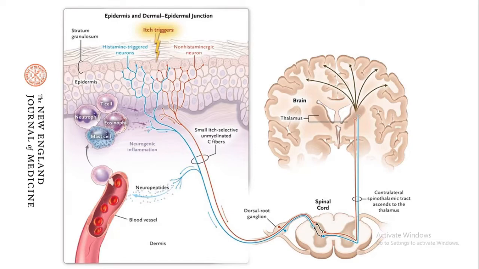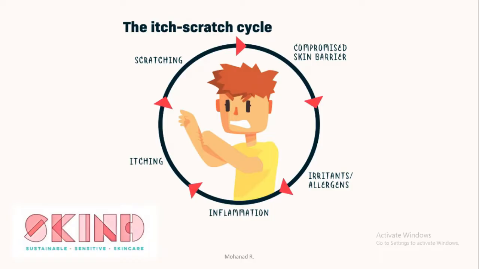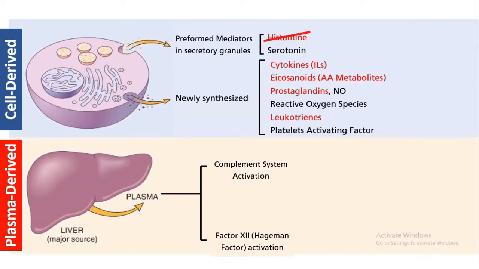Scratching, or in other words pain, blocks the itch normally. But unfortunately, scratching leads to a compromised skin barrier or damage to the skin, which leads to further inflammation and further itching, and this is known as the itch-scratch cycle. And now we shift to cytokines.